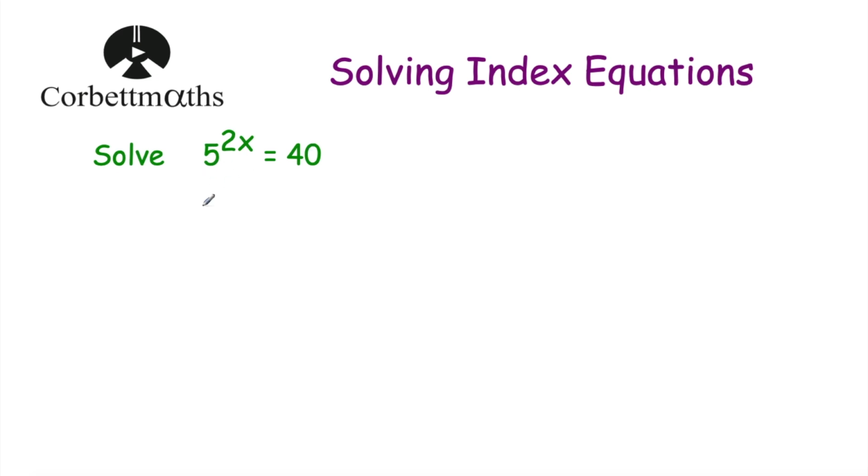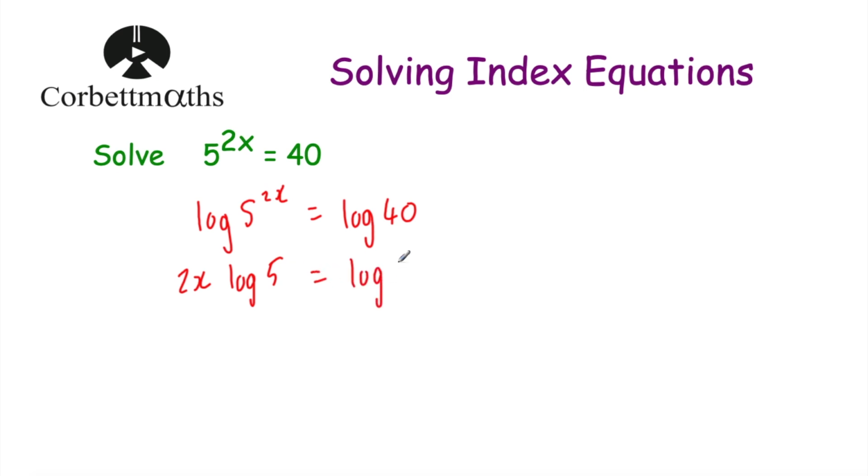So let's take the logs of both sides. So the log of the left hand side, so the log of 5 to the power of 2x, will be equal to the log of 40. Now we want to bring down the power, so let's bring down the power here. So that would be 2x multiplied by log of 5, just bringing down the power, and the power was 2x, so we're just bringing that down. So we've got 2x multiplied by log 5 is equal to log 40.